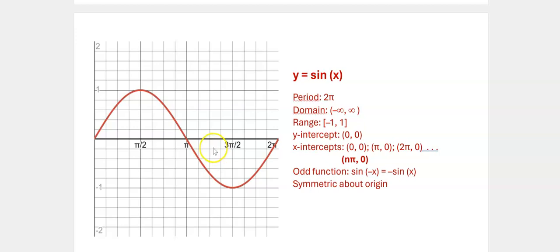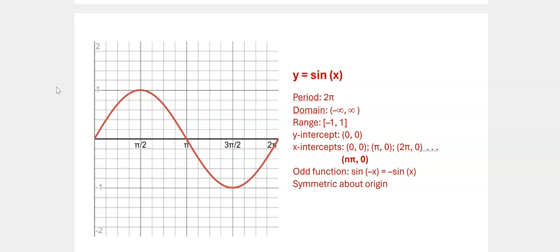And its x-intercepts are going to be at (0, 0), (pi, 0), (2 pi, 0), and so forth, all the way. We take the number of cycles times pi, and then add 0. And so we'll have infinite x-intercepts. Our only y-intercept is at (0, 0). The sine function is an odd function. The sine of negative x is the same as the negative of, or the opposite of, sine x, and it is symmetric about the origin.